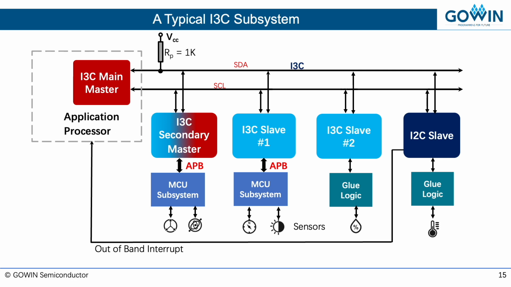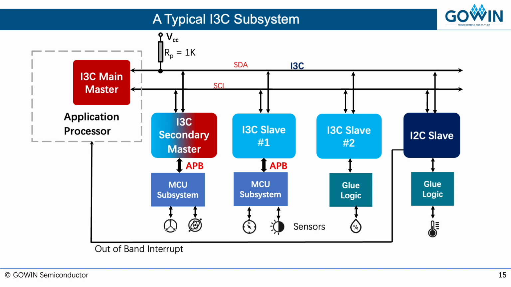Typically, there is a designated main I3C master that's normally controlling the I3C bus. The main I3C master initiates read-write operations on the I3C bus. It also acknowledges the interrupts by I3C slaves on the bus and then sends the interrupt bytes to the CPU for servicing the interrupt.